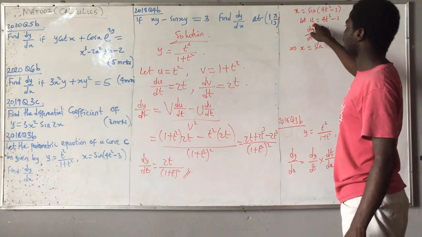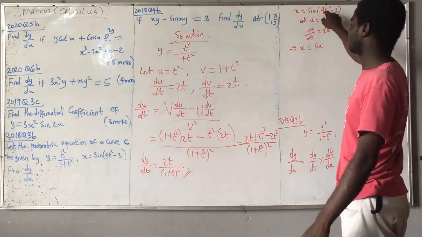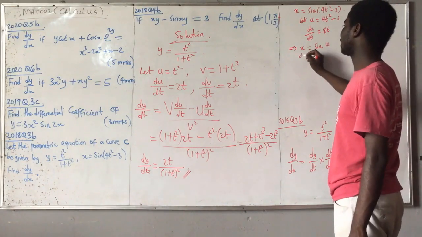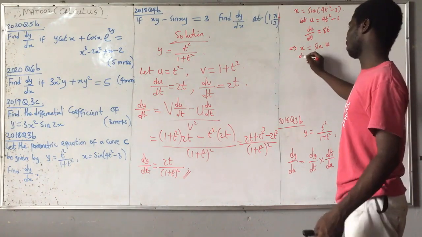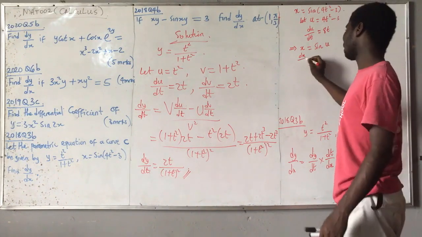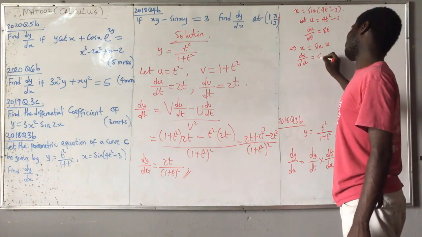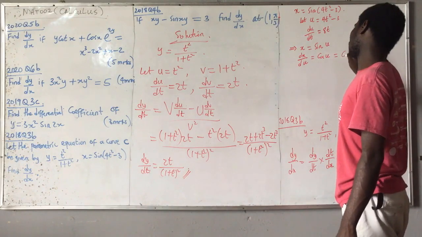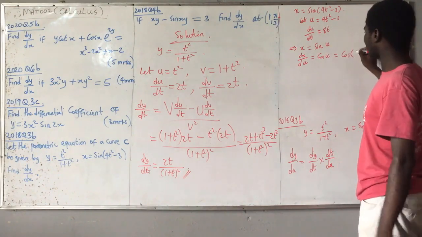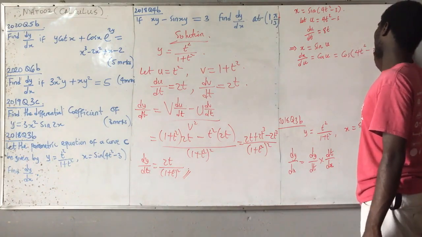Let s = sin u, where u = 4t² − 3. You differentiate s with respect to u: ds/du is cos u. And what is u? Replace u back with 4t² − 3.